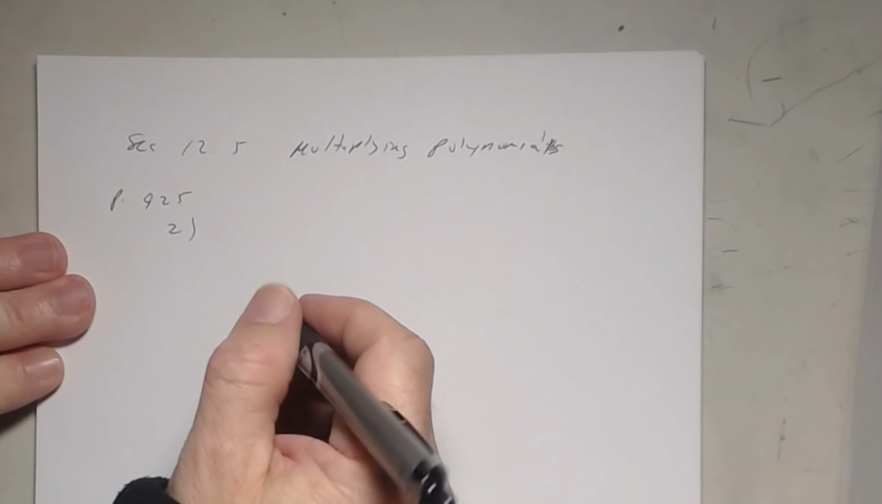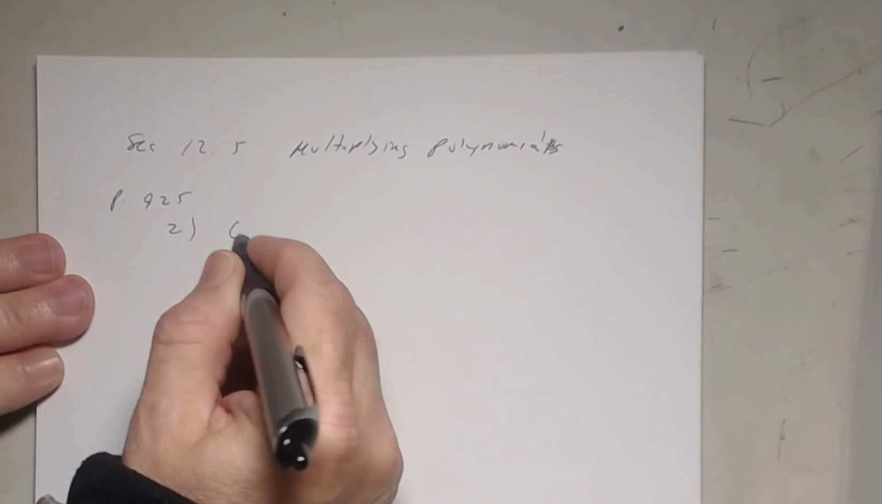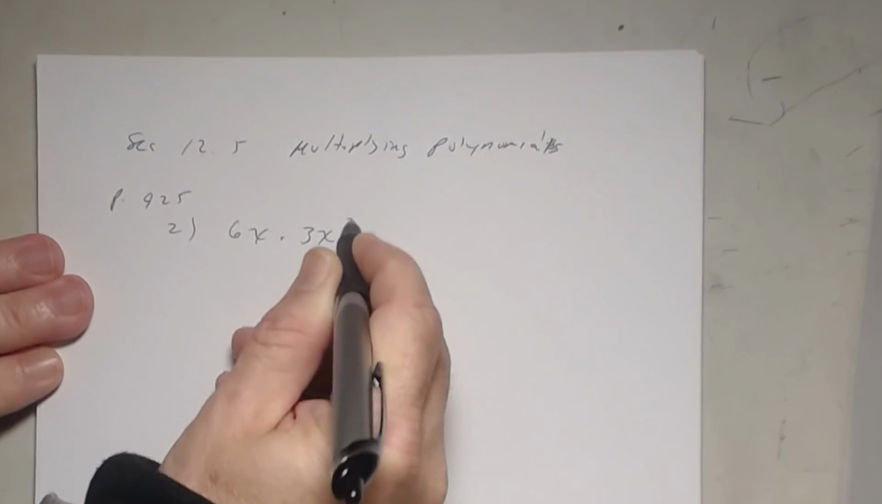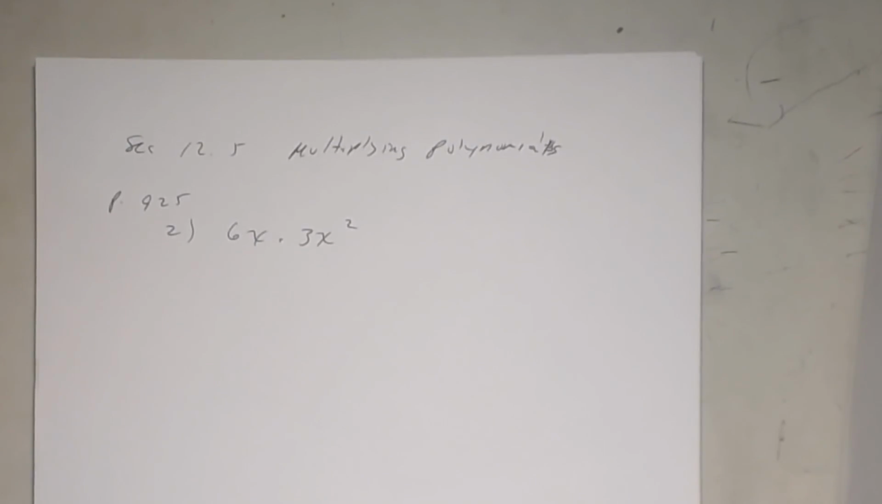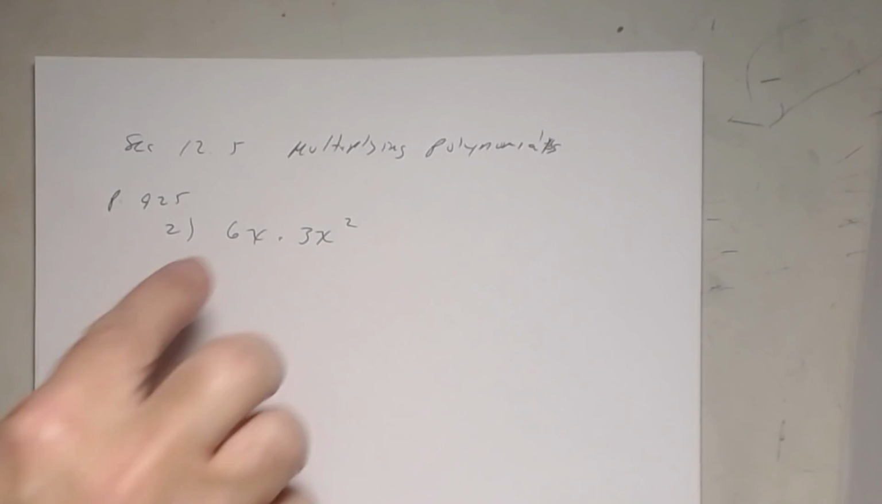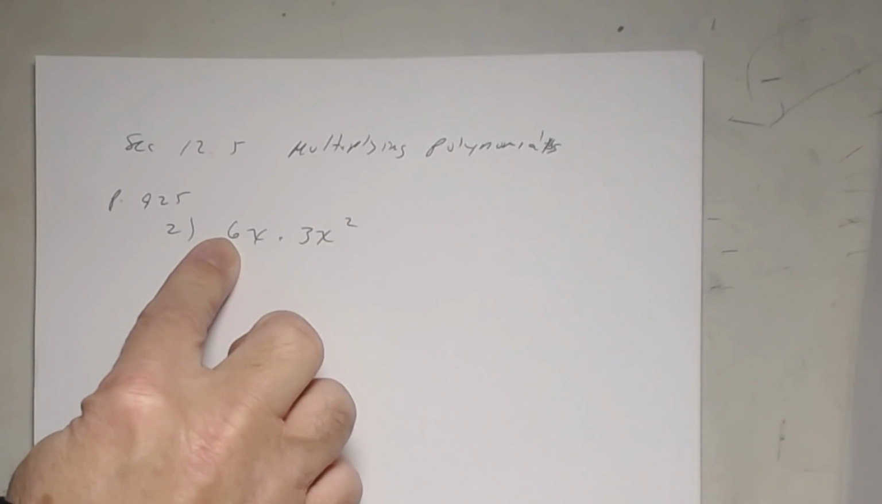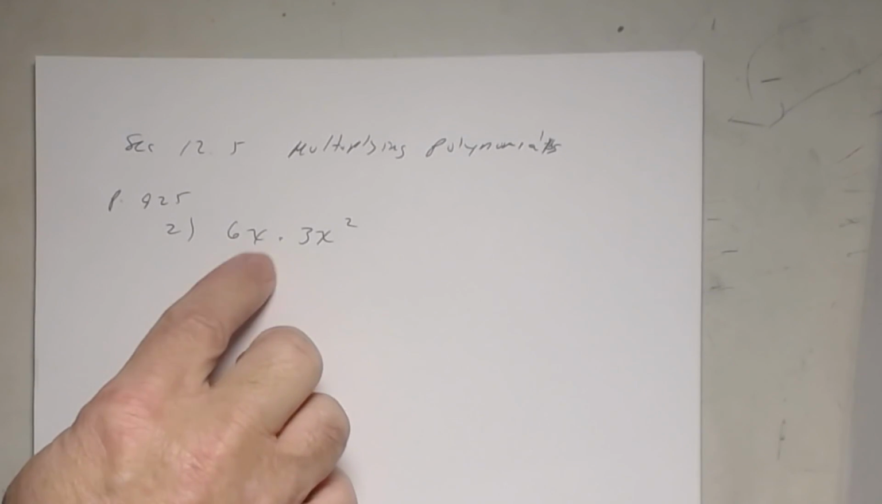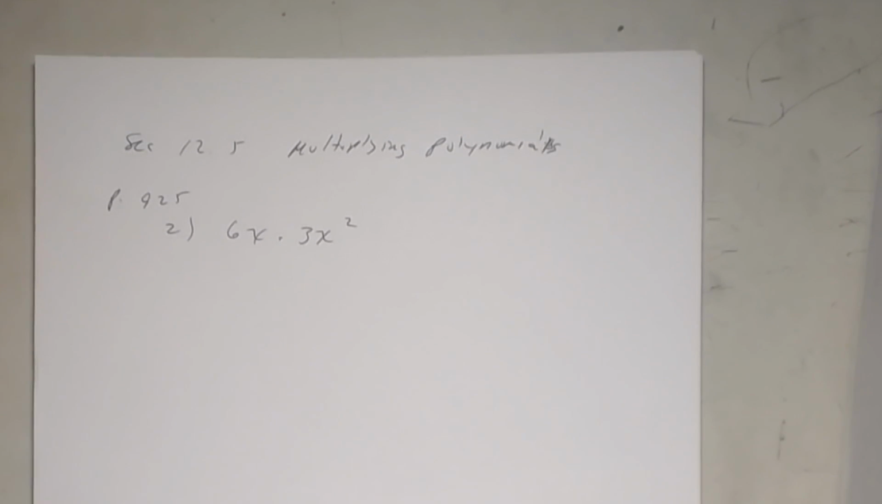Oh, 12.5. So you have 6x times 3x squared. You've had this already. How are you going to multiply these two polynomials? Now notice, these are actually polynomials because a polynomial can be one term. So you have the 6x times a what? 3x squared. One term times one term. That's the polynomial is one term or more.